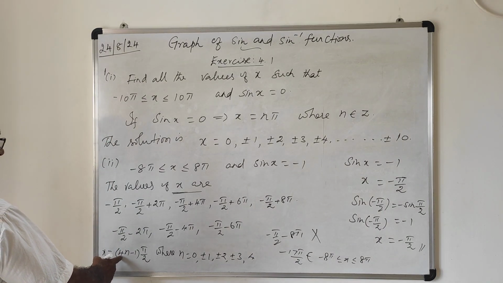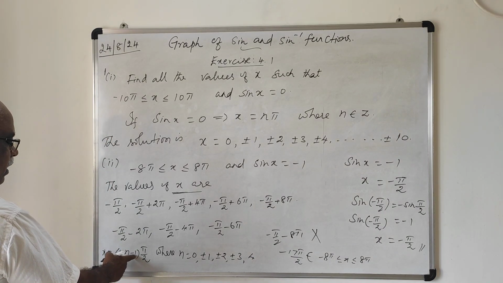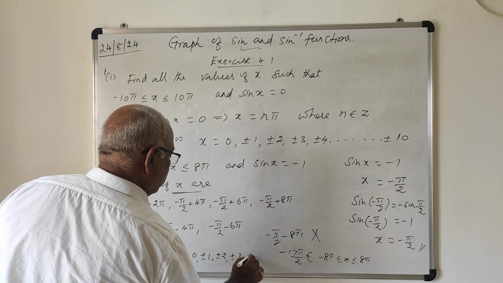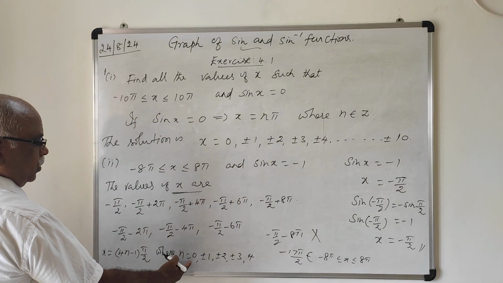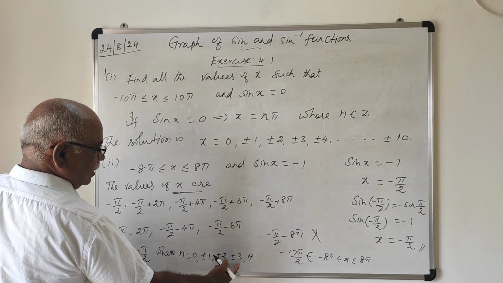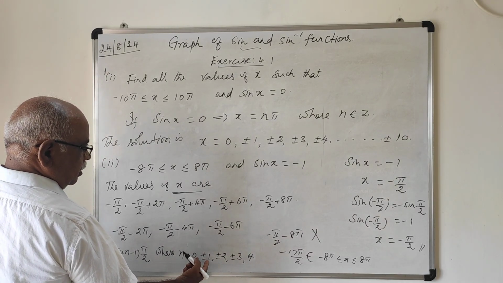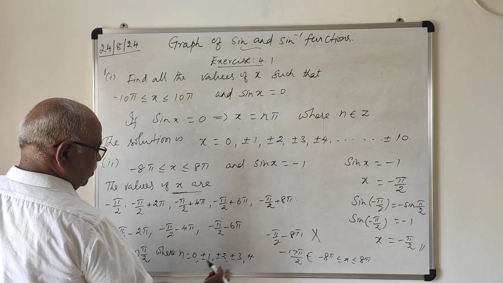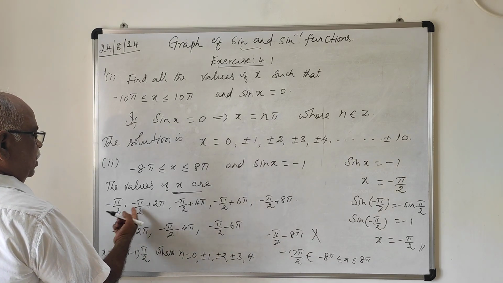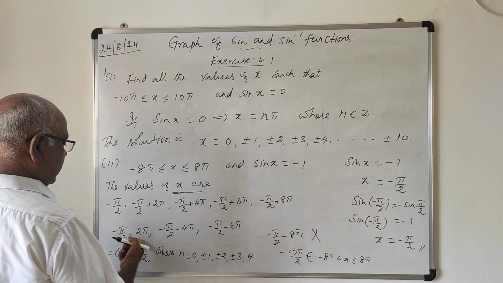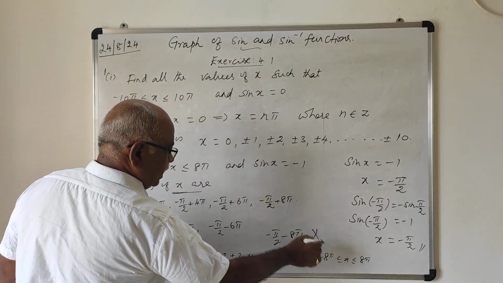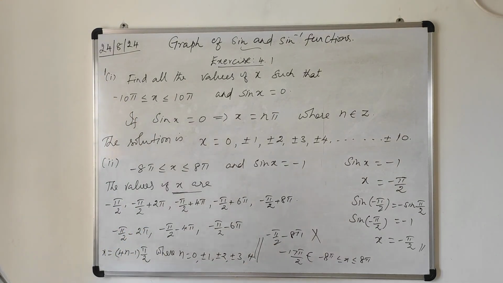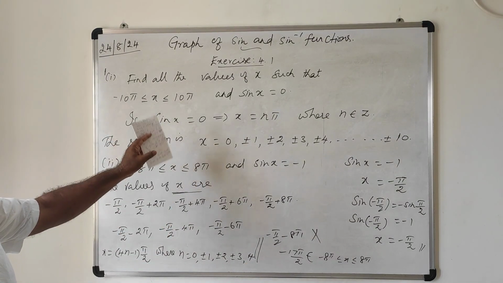4 fours are 16, 16 minus 1 is 15. Up to these values only we have the solutions of x. n equal to 0, plus or minus 1, plus or minus 2, plus or minus 3, 4. So these are the 8 values, 1 2 3 4 5 6 7 8, and the other value is not in the interval. Therefore these are the values of x. Okay, that's all about these two problems.